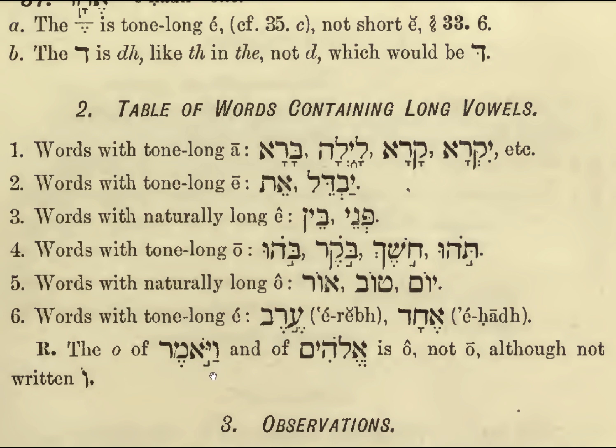The O of Vayomer, and of Elohim. We still pronounce both of these O and O in the Spanish and Portuguese. We have the invisible vav here underneath them.